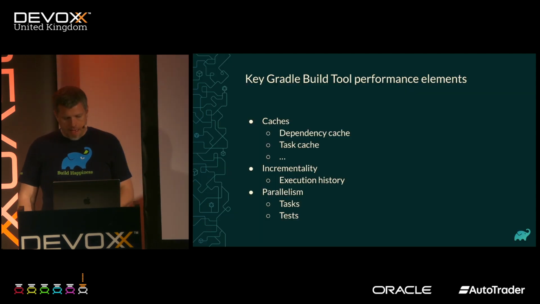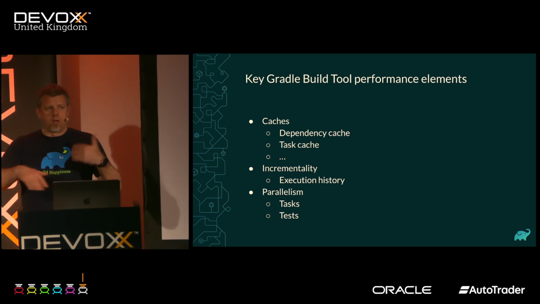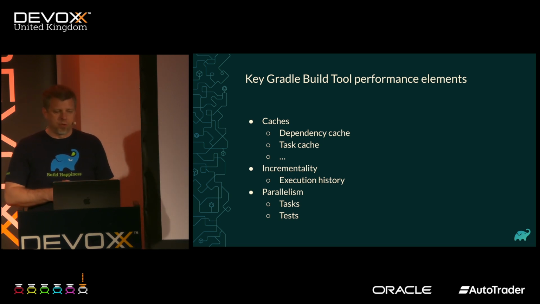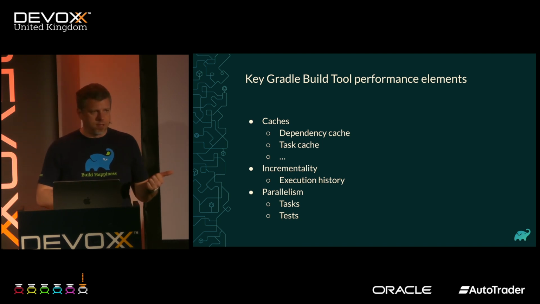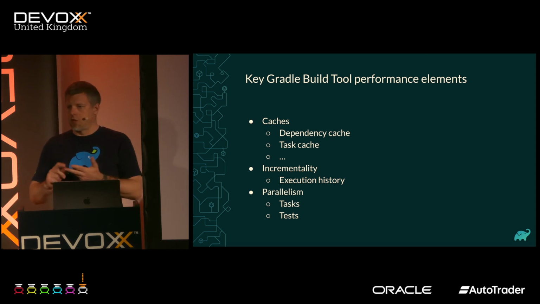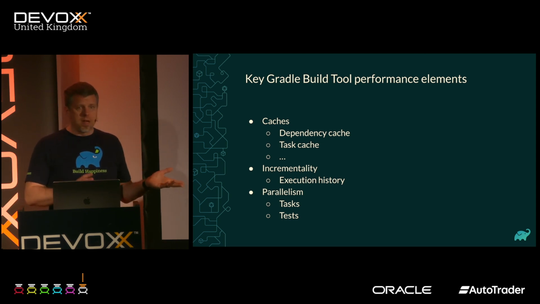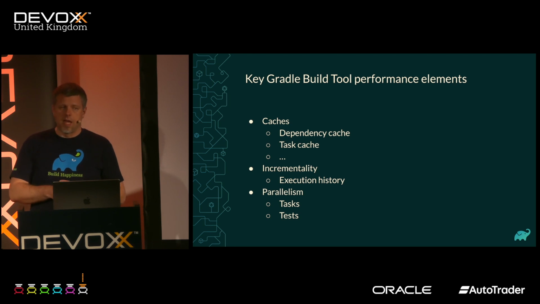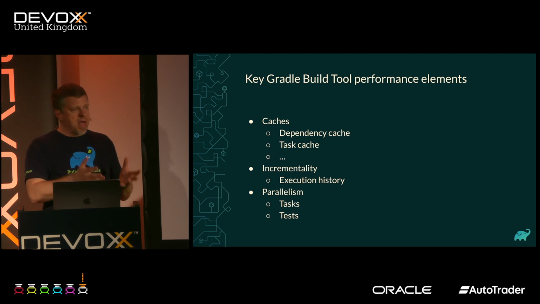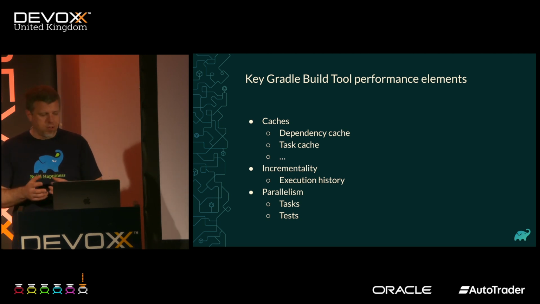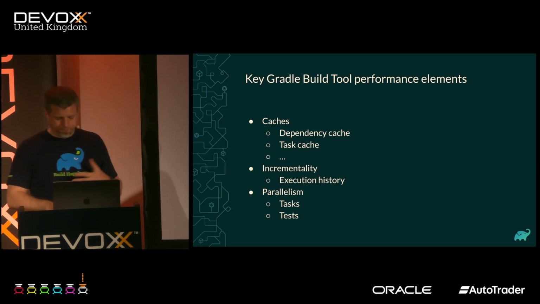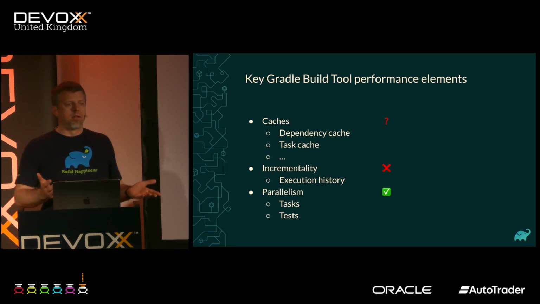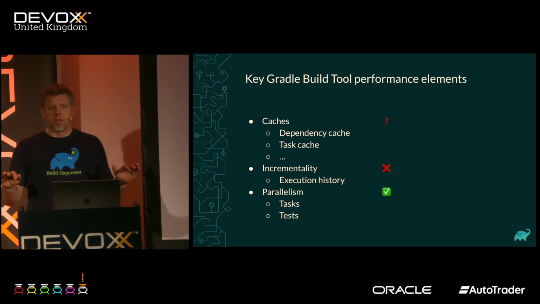And another way to look at the key performance elements of the Gradle Build Tool is to separate them by the kind of things we have. So we have caches. We mentioned the dependency cache, the task cache, the configuration cache. We have incrementality, everything that has to do with execution history, the ability to do incremental compilation, to only recompile things when an ABI changes and not when the implementation changes, all of that. And then we have parallelism, whether it's for tasks, for tests. And again, incrementality, not gonna work.